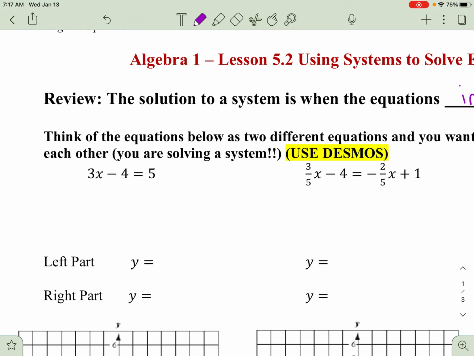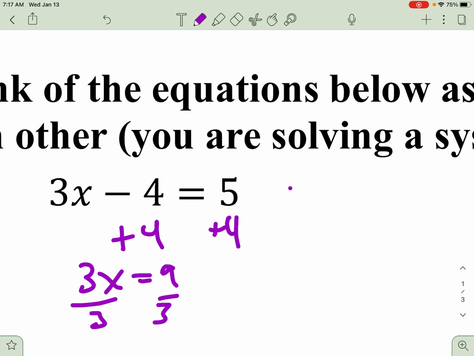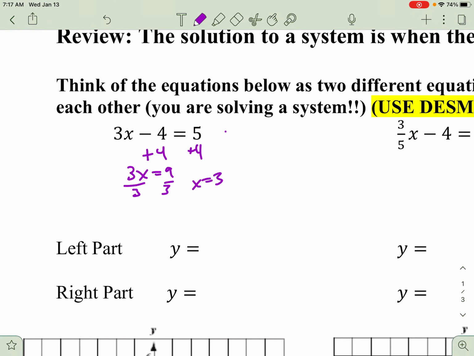Okay, let's say that, for instance, you forgot how to solve an equation. Well, I'll just show you. You could add 4, right? And that would give you 3x equals 9, and then divide by 3, so x equals 3, right? And so that should be your solution.